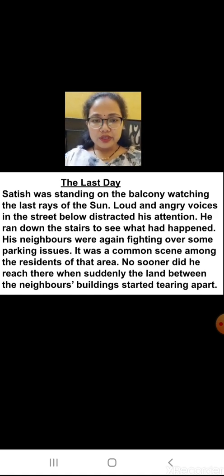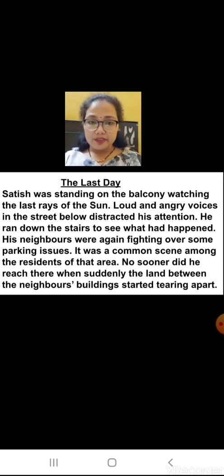When you are writing the story, again you will begin with the same beginning that was given in the question. As earlier it was given, Satish was standing on the balcony watching the last rays of the sun. Loud and angry voices in the street below distracted his attention. He ran down the stairs to see what had happened. So till here the clue was given in the question. Now you have to begin with the story. So the story is here.